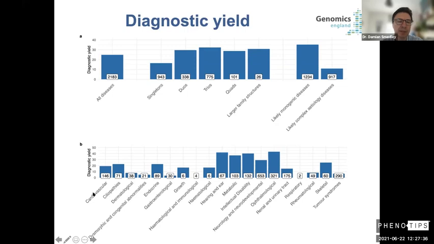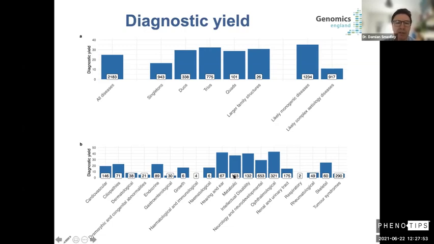And essentially, when you break this down into disease areas, one of the differences between the 100,000 Genomes Project and previous projects is it really tried to go across rare disease. It didn't restrict to intellectual disability or developmental disorders. It took all comers.